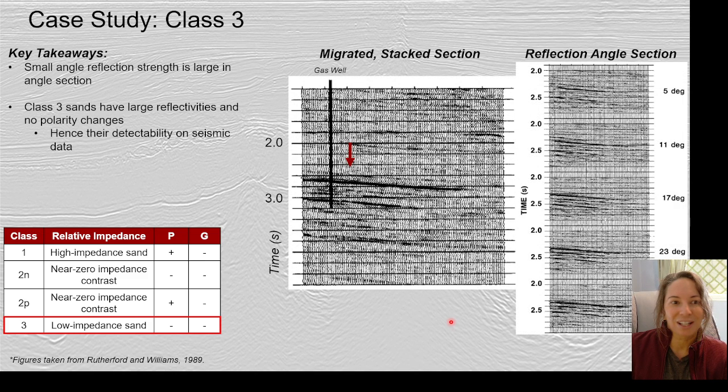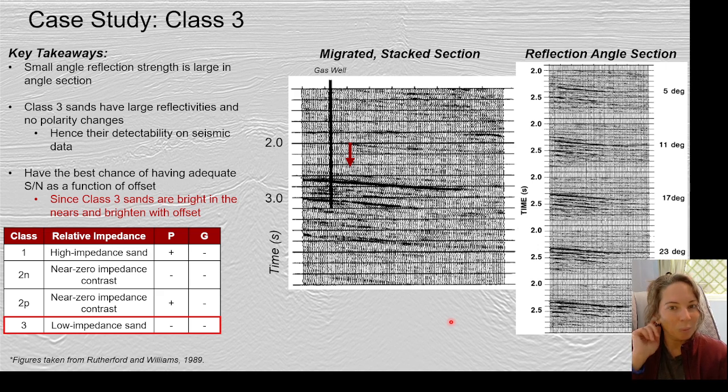Here's another case with class 3 sands, which are often the easiest to spot, and probably why we got into that big bright spot mania 50, 60 years ago or so. And so what you'll notice with the class 3 sands is there's a very strong reflection even at the near angles. So you can see that here in these 5 cases. And so you'll see that large reflectivity. You don't see a polarity change at all with these, which makes them even more detectable in seismic. And so that's kind of like why we like them: they're reliable, they're easy to see, and they often stand out even in somewhat noisy data.